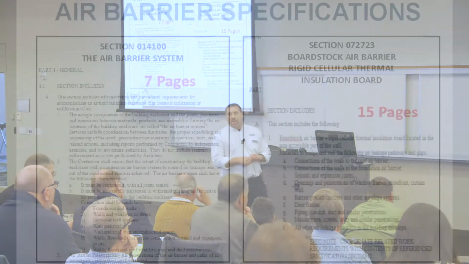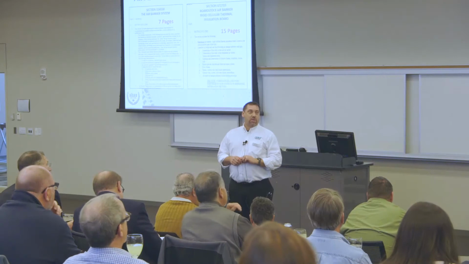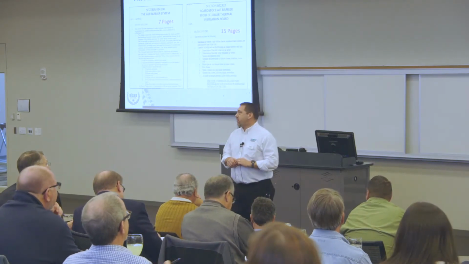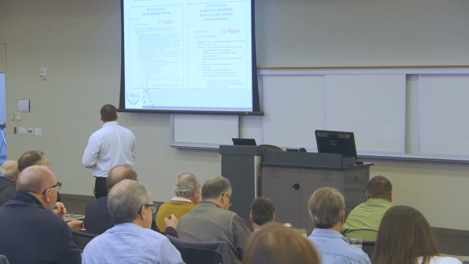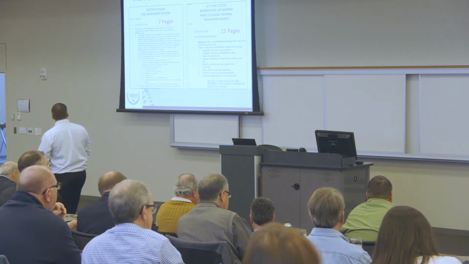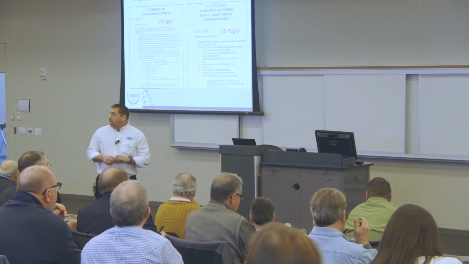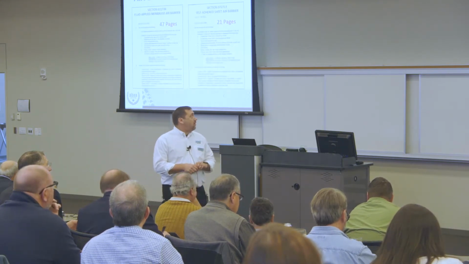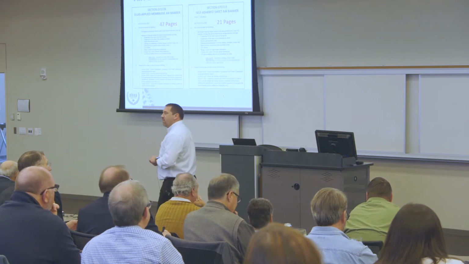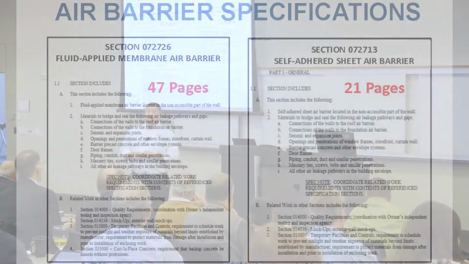Specs. 01400, quality assurance, front end, right? How many of you have 7 pages in it dealing with air barriers? Yeah, I didn't think anybody's hands were going up. Board stock. How many of you have 15 pages of rigid cellular thermal insulation board stock as your air barrier in your spec? No? Huh. Fluid applied, that's the fun one. 47 pages. Come on, it's in there.